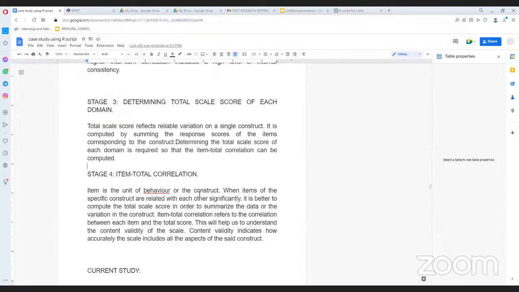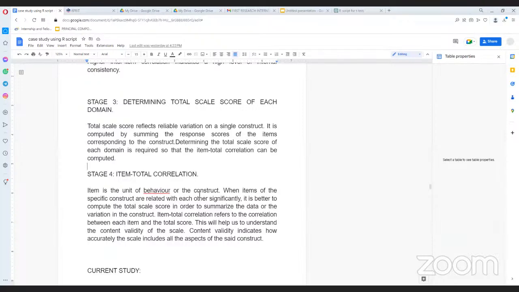For example, when we are studying the arithmetic achievement score, there are 10 questions, and for each question the mark is 1. So the maximum total score will be 10, and the minimum score will be 0. So this total score represents the construct.